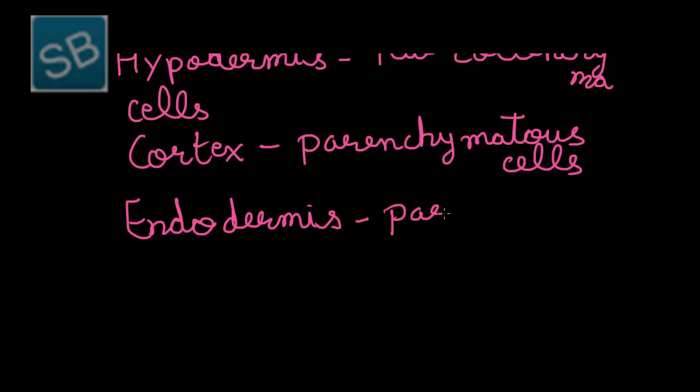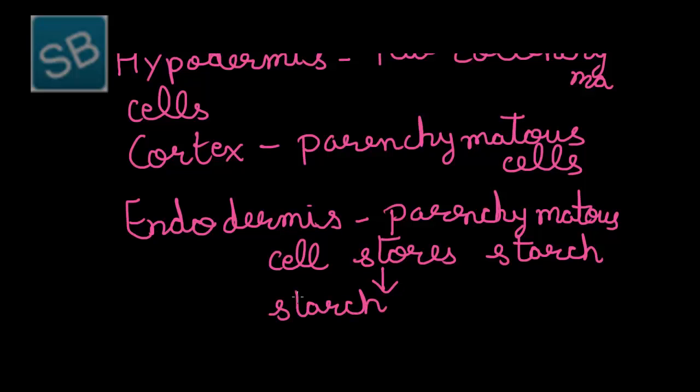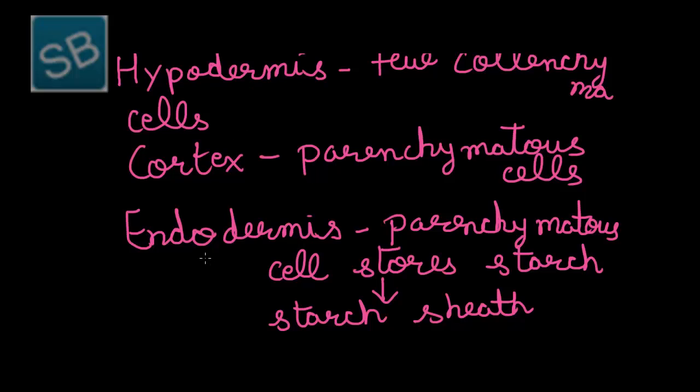Endodermis is made up of parenchymatous cells with no intercellular spaces, and stores food products like starch, and therefore endodermis is also known as starch sheath. Out of the three layers, only cortex is the layer which possesses intercellular spaces.